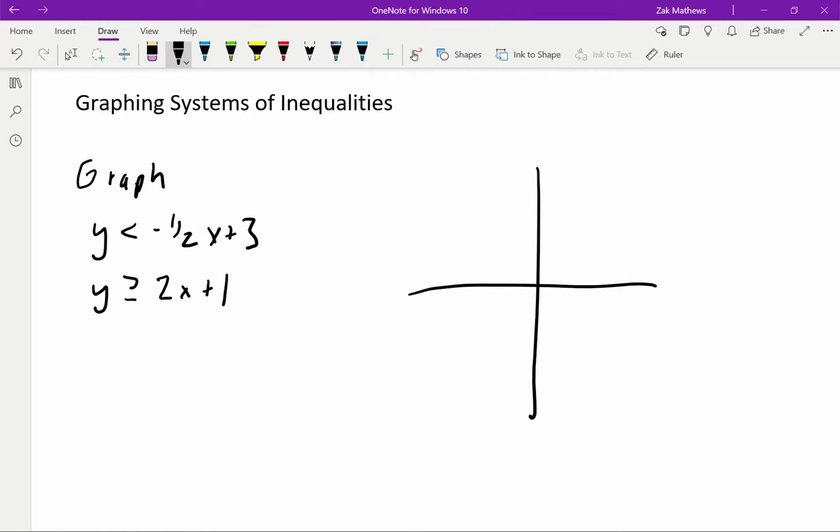So I'm going to start with the first equation, and for illustrative purposes, I'm going to put that one in blue. So negative 1/2 x plus 3, our y-intercept there is 3. Our slope is negative 1/2, so that's down 1, right by 2. And that line should be a dotted line because we don't have the equal to bar on it. The second line I'll put in green, again for illustrative purposes. My y-intercept is 1, my slope is 2, so I'm going up 2 over 1. And that one will be solid because we have the equal to bar now.